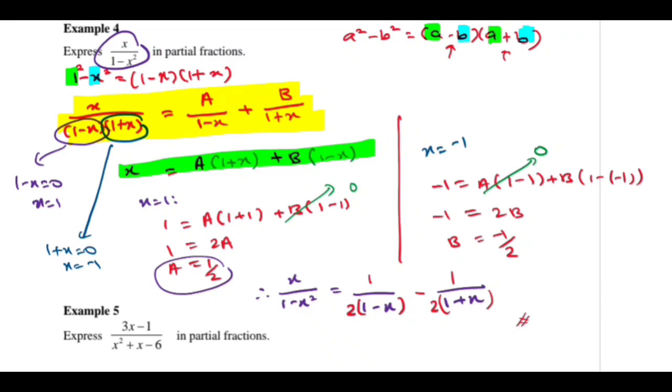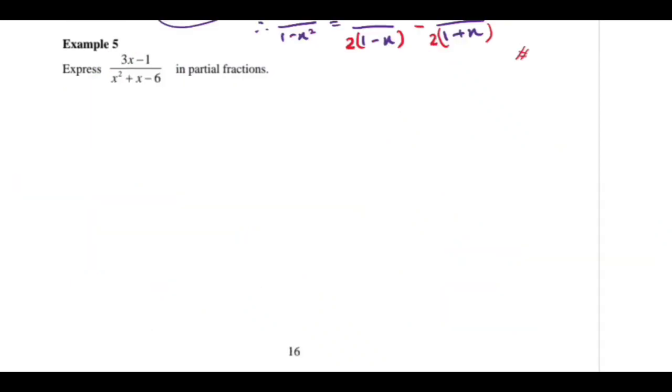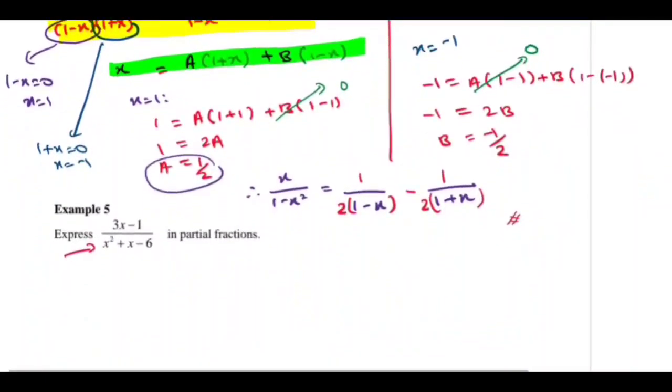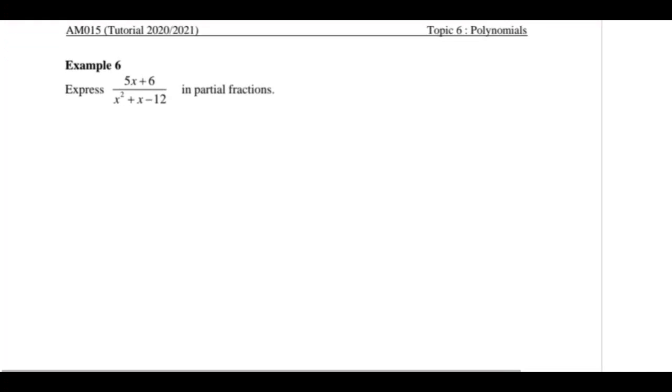Try out example 5. First step is to make sure this quadratic can be factorized or not. If it can be factorized, you can use the same method as in example 4. Also the same for example 6. Check whether this denominator can be factorized or not.